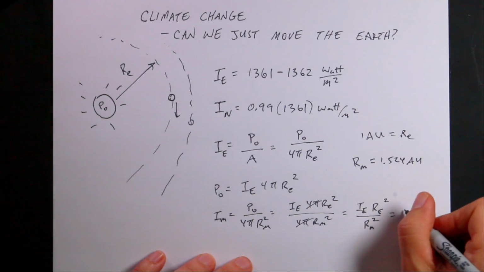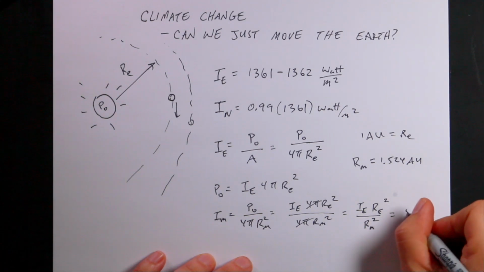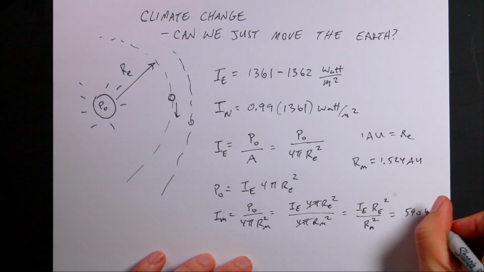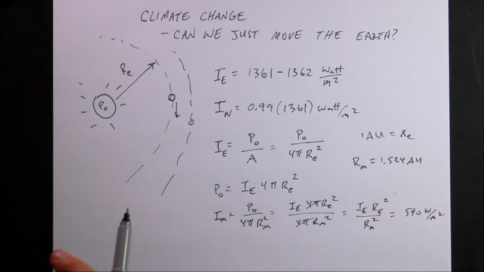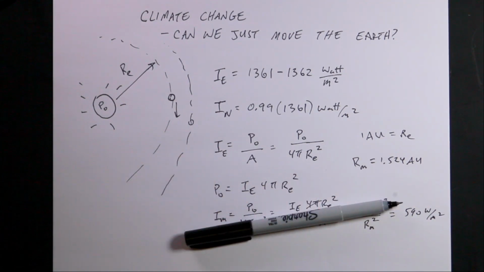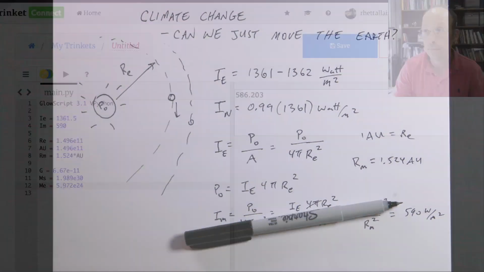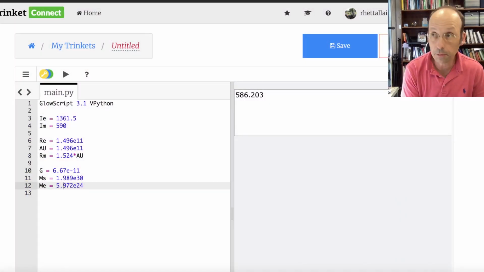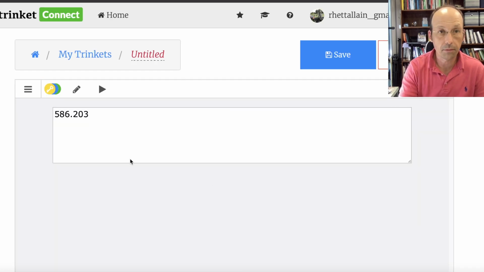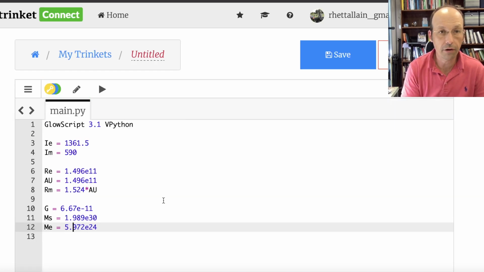And I looked this up. This should be 590 watts per meter squared. Okay, so let's switch over and just check and see if this is working. So I've already got some numbers entered into my Python calculator. Let's make this a little bit bigger. That's fine. Okay, so I already ran it once.